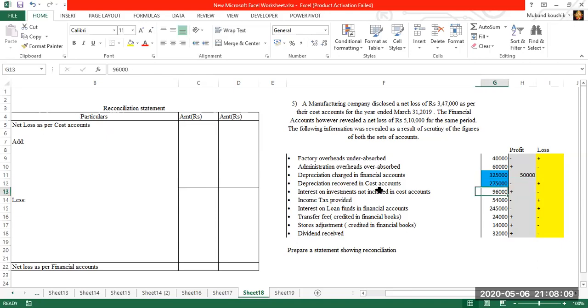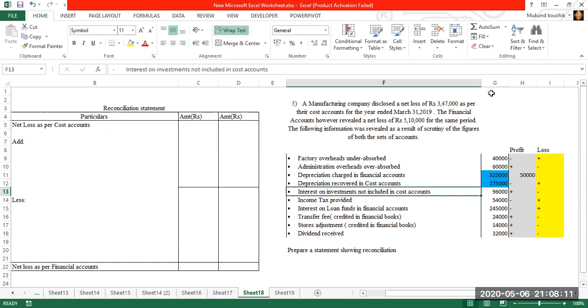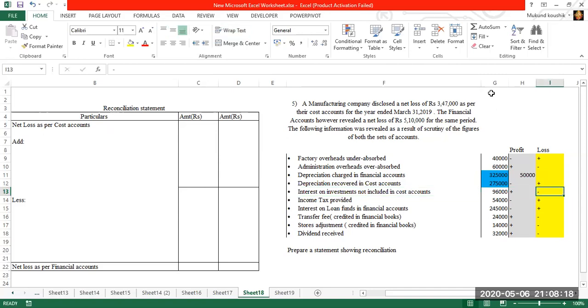Then again interest on investments not included in cost account. So interest on investment not included in cost account means it is financial accounting income. So income means we have to add, but here in case of loss we have to deduct. We add generally, but in this problem since there is a loss we have to subtract.